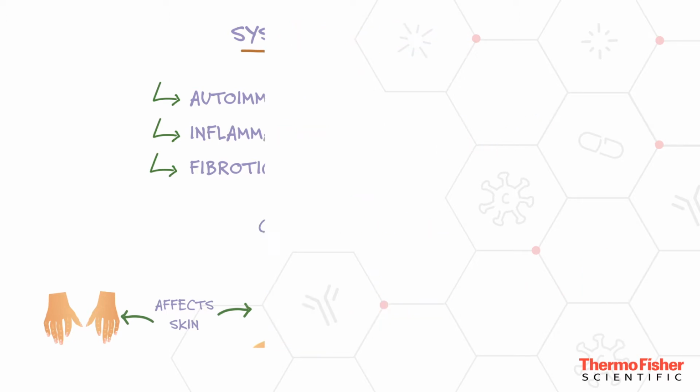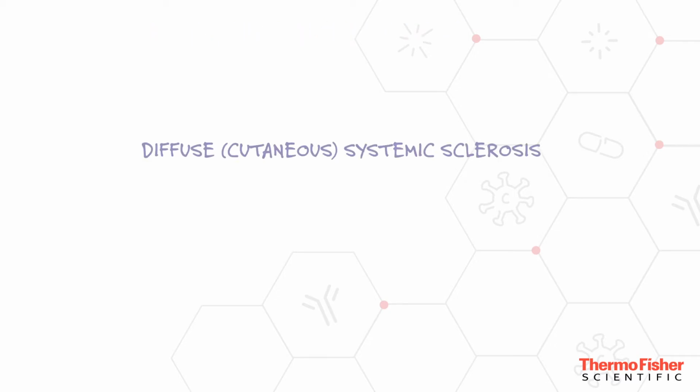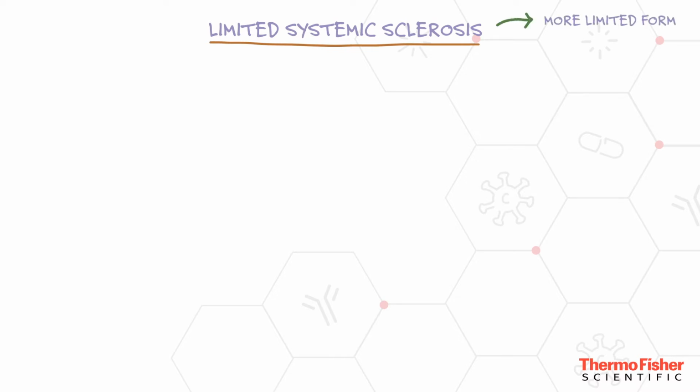blood vessels. The two forms are limited systemic sclerosis, which is sometimes called limited cutaneous sclerosis, and diffuse systemic sclerosis, also called diffuse cutaneous systemic sclerosis. We will use the terms limited systemic sclerosis and diffuse systemic sclerosis. Limited systemic sclerosis is, as the name says, the more limited version of systemic sclerosis. Usually the fingers and sometimes the face are affected by thickened skin. This is a milder form of the disease.